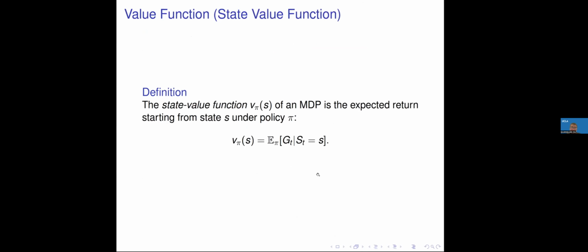Then we can define the value function. The value function is the expected return by following some policy pi starting from some state s. So this v_pi(s) is the expected return starting from state s by following this policy. And this expectation is with respect to both the policy and the state transition probability of the underlying MDP.